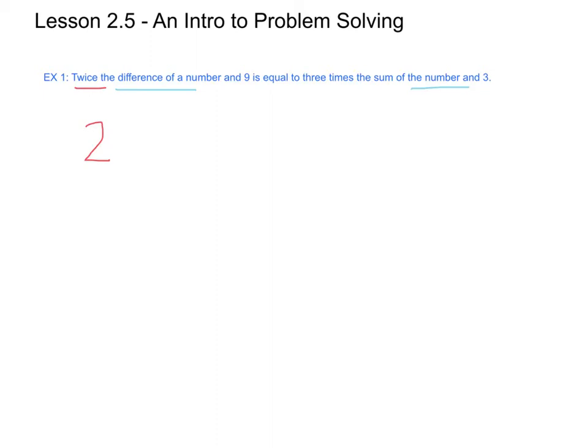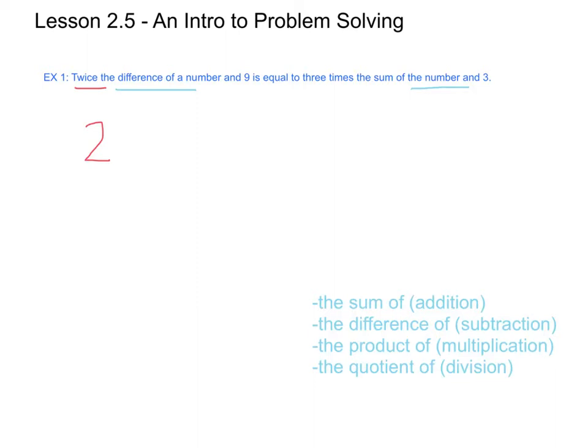So let's make a list on the left-hand side of our notes that kind of describes what the difference of and the sum of means. So here's our list. The sum of means addition. The difference of means subtraction. The product of means multiplication. And the quotient of means the answer to a division problem. So let's go back up to our original problem. Since this says twice the difference, that means twice the answer to a subtraction problem.